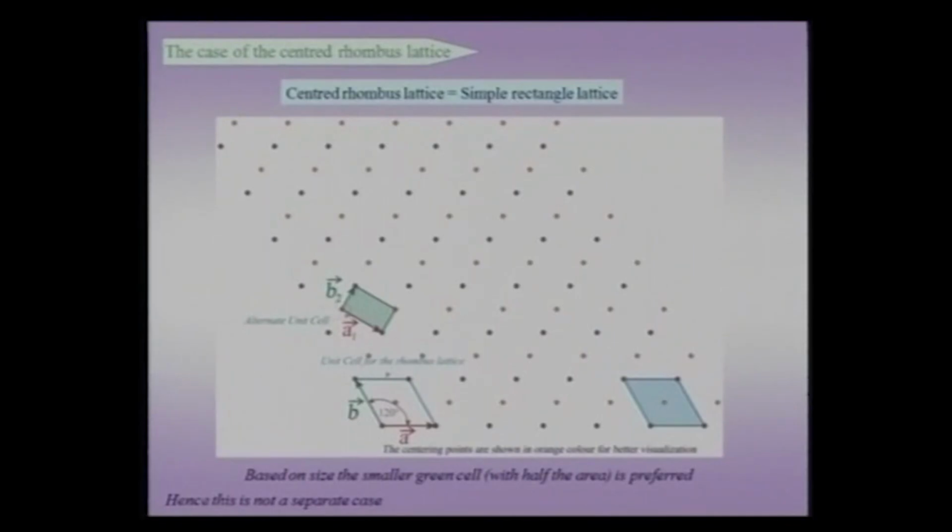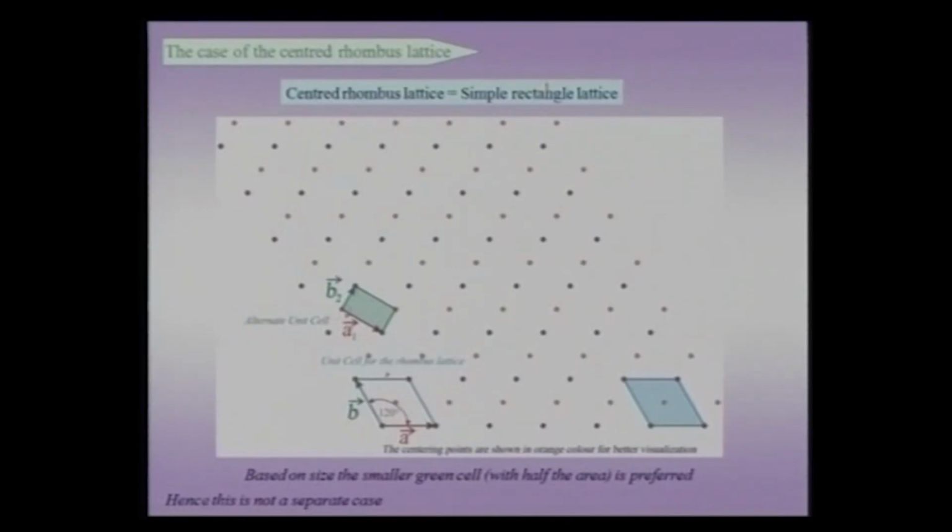So I have an A1 vector and a B2 vector which generate this centered rhombus lattice. In other words, what is this other lattice which I can now view along the 30 degree or the 60 degree angle? It is nothing but a simple rectangle lattice. In other words, when I tried to generate a centered rhombus lattice, I was actually not generating a new type of lattice. All I was doing was generating a simple rectangle lattice.